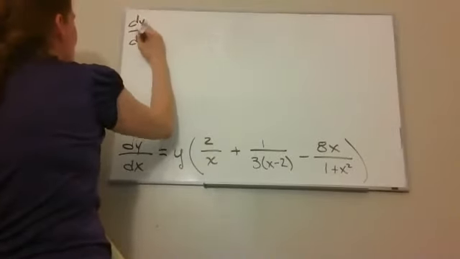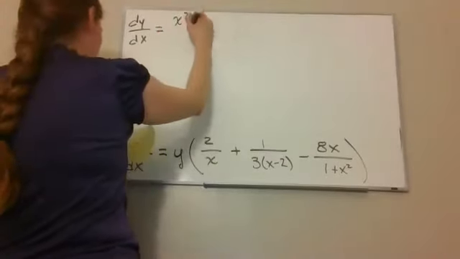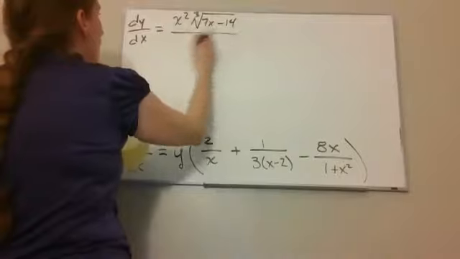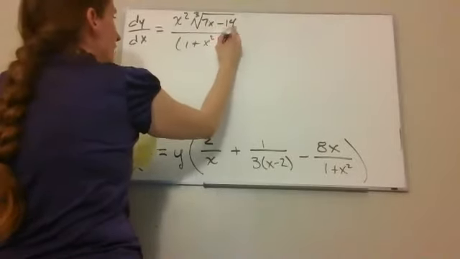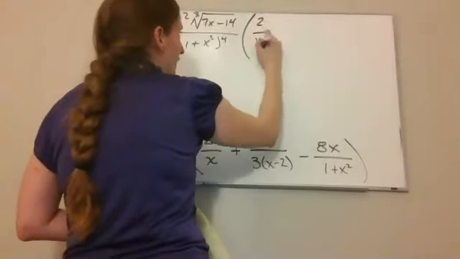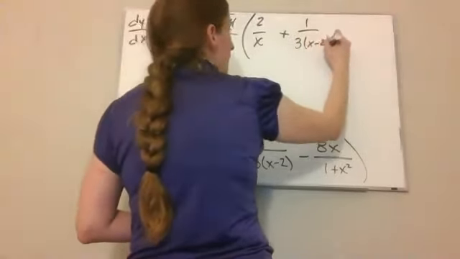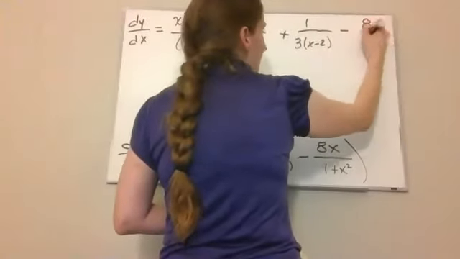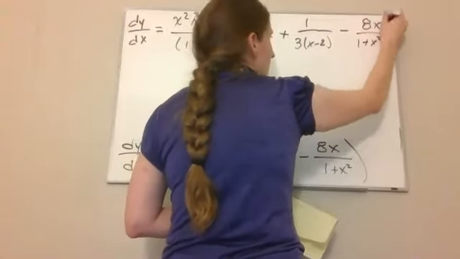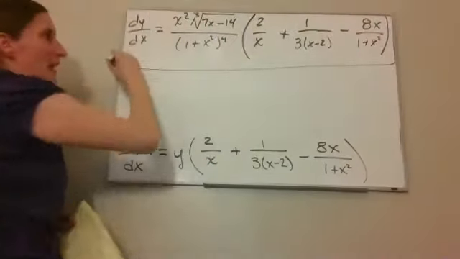I get that dy dx is equal to my y, which was x squared times the cube root of 7x minus 14 all over 1 plus x squared to the 4th. And all of that was my y, and it's going to be multiplied by all this stuff that I have in the parentheses. 2 over x plus 1 over 3 times x minus 2 minus 8x over 1 plus x squared. And that is my final incredibly ugly answer.